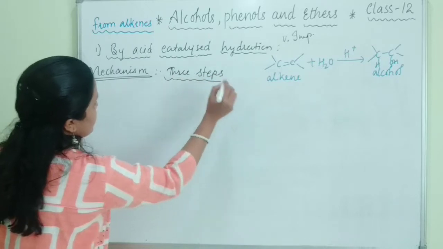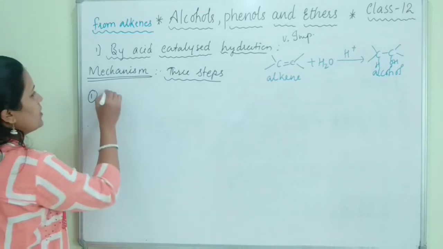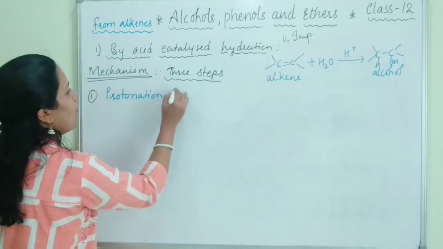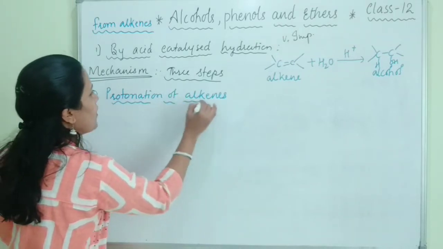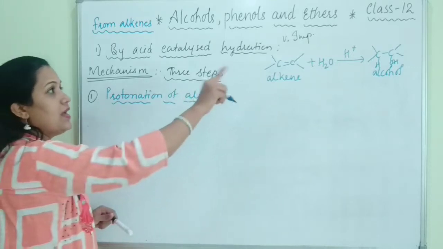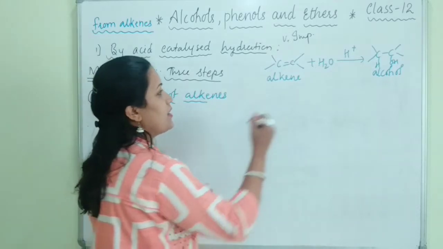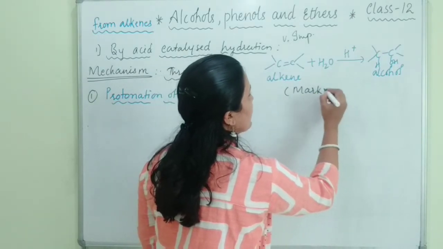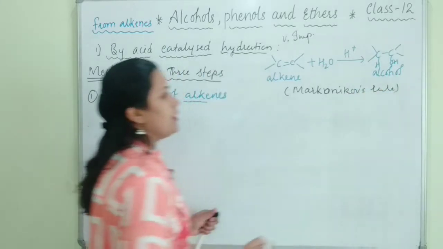Now try to understand properly. The first step I will write here is protonation of alkenes. Protonation means proton, and proton means H plus. The reaction going on here is according to Markovnikov's rule. Markovnikov's rule we studied in class 11th.